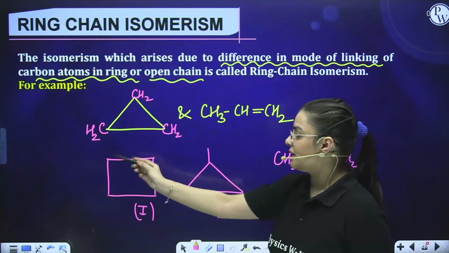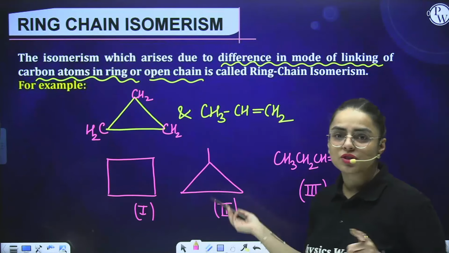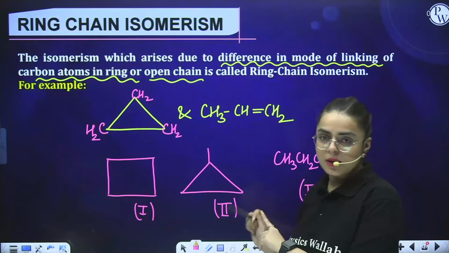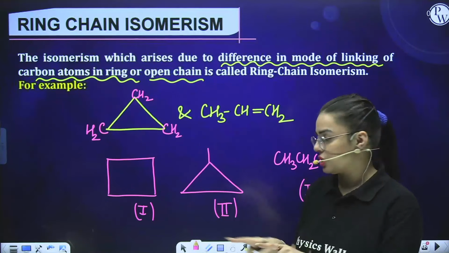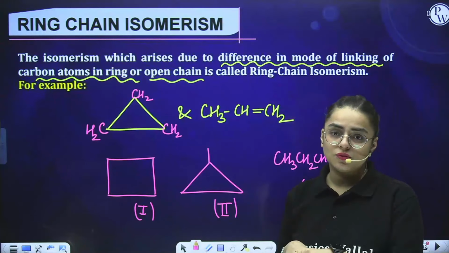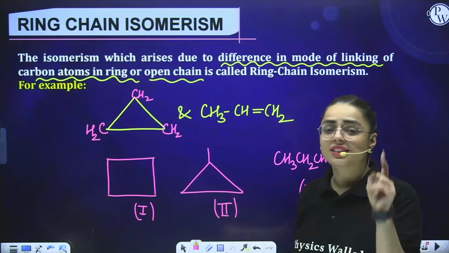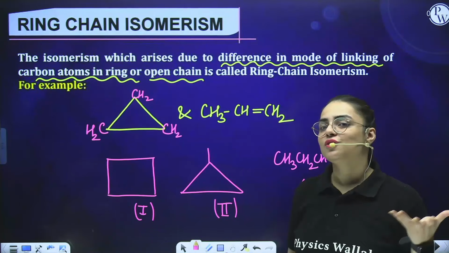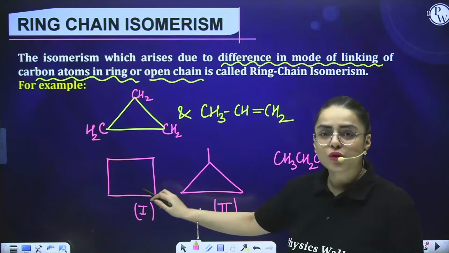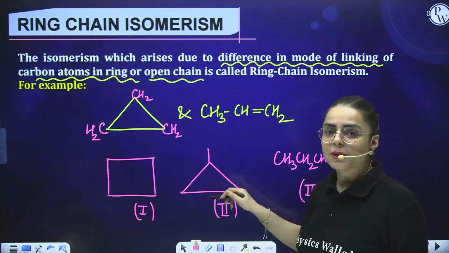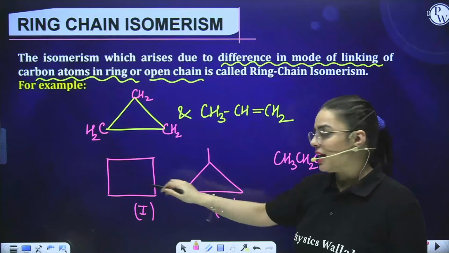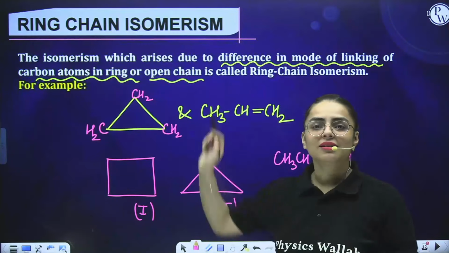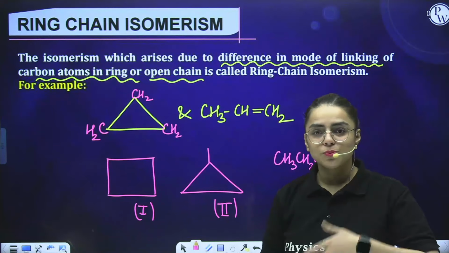Here, linkage is again the same. First is attached over the last carbon atom. I am talking about first and the third compound. Both of these are ring chain isomers of each other. Second and third are ring chain isomers of each other. But if I talk about first and second, these are chain isomers of each other. What were chain isomers? When there was a difference in the parent chain. You can see the parent chain here is of 4 carbon atoms, but here it is of 3 carbon atoms. So there is a difference in the parent chain. Hence first and second are chain isomers of each other, while first and third, second and third are ring chain isomers. Hope so it is clear to you.